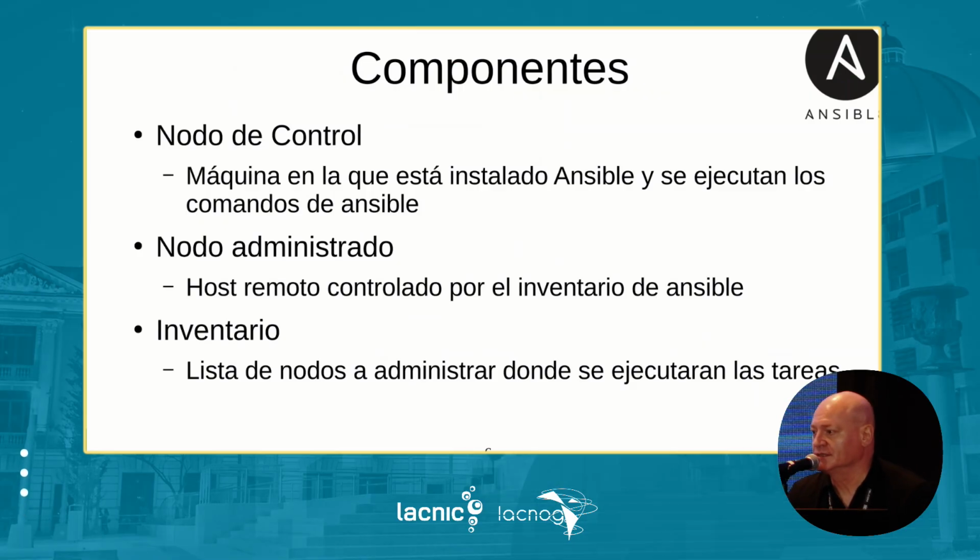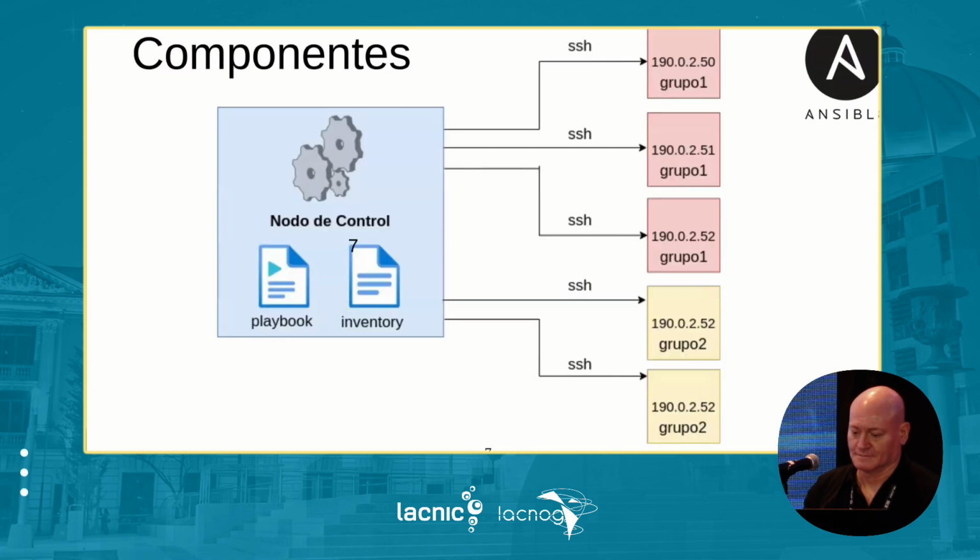What are Ansible's components? There are basically three architecture components. The first is the control node, the main one, and that is the machine where Ansible is installed. In general, it's not necessary to install it on other nodes other than the one that will administer. The administered nodes are the remote nodes that we're going to control, make the necessary changes, and the inventory is the list of such nodes where we're going to execute the tasks.